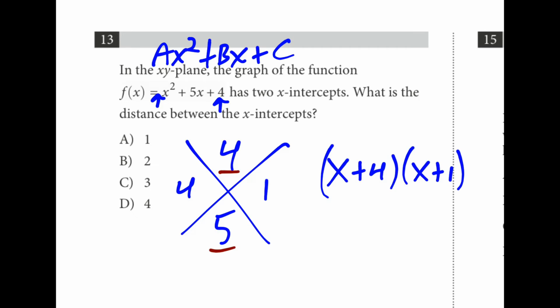And these are the two x-intercepts, or at least it'll give you the two x-intercepts, because what value can you plug in for x to make this 0? It's just the inverse, -4 and -1. What's the distance between these two? The distance between these is 3. 13 is C.